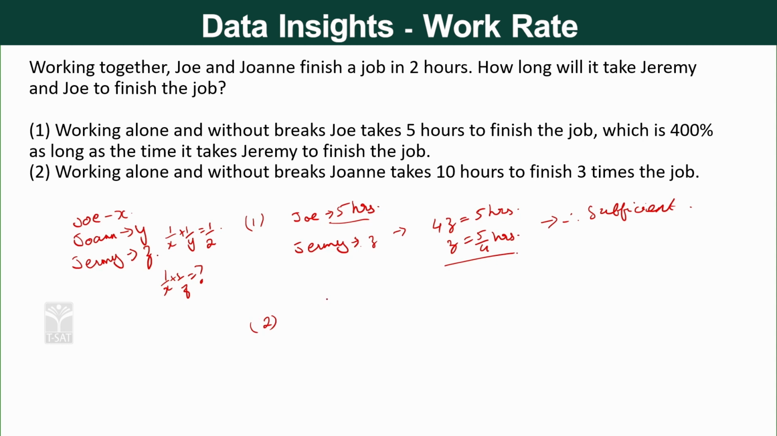Working alone and without breaks, Joanne takes 10 hours to finish 3 times the job. So, you only know about Joanne, you only know about y, that it takes 10 hours to finish 3 times the job. So, therefore, you can only calculate the speed with which y, Joanne, is working, but nothing about Joe and Jeremy. So, this is not sufficient to answer the question.